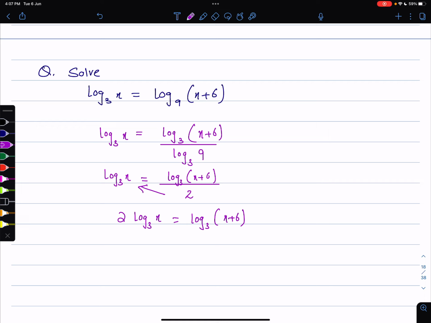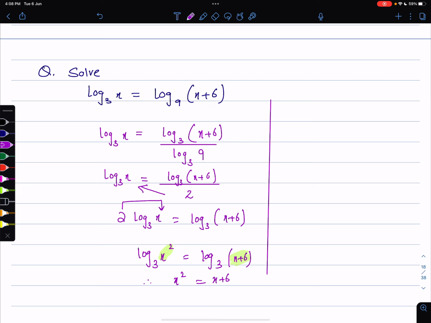Using the power rule, we can take this 2 as a power of x. So log to the base 3 of x squared equals log to the base 3 of x plus 6. Now this means that x squared equals x plus 6. So therefore x squared equals x plus 6, which means that x squared minus x minus 6 equals 0. And solving this, we are going to get two values of x. The two values are 3 and minus 2.